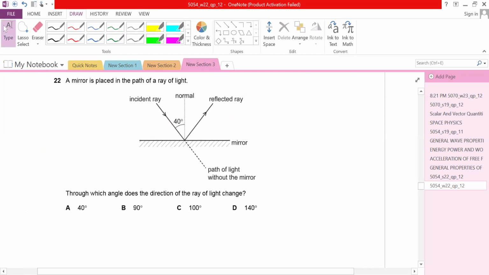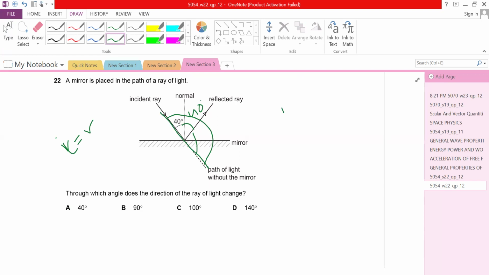Question number 22. A mirror is placed in the path of a ray of light. Through which angle does the direction of the ray of light change? So the angle you need to calculate is this. This is the incident ray. Incident ray equals reflected ray, so this would also be 40 degrees. You can see this is a straight line and this is making 180 degrees. 180 minus 40 minus 40 gives 100 degrees, which is option C.